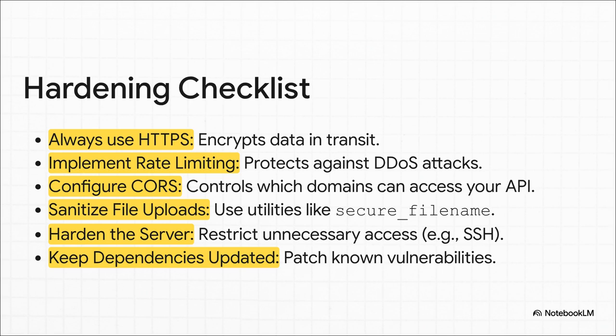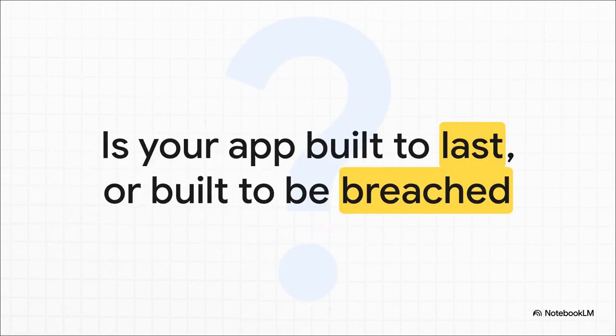Lock down the server itself. Limit who can log in. And finally, this one is so critical, always keep your dependencies updated. A vulnerability in some library you use is a vulnerability in your app. Security is not a one-time setup. It's a continuous process. So, we've peeled back all the layers of our security onion.